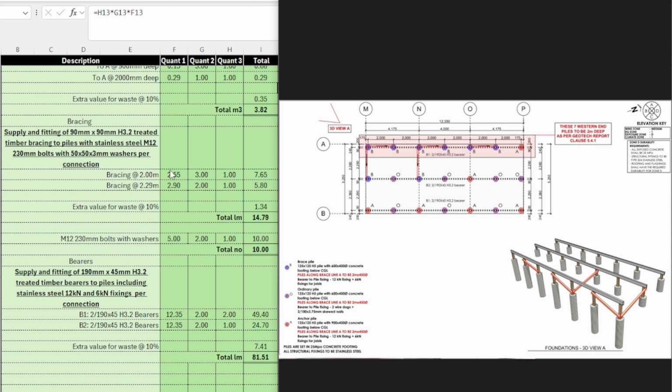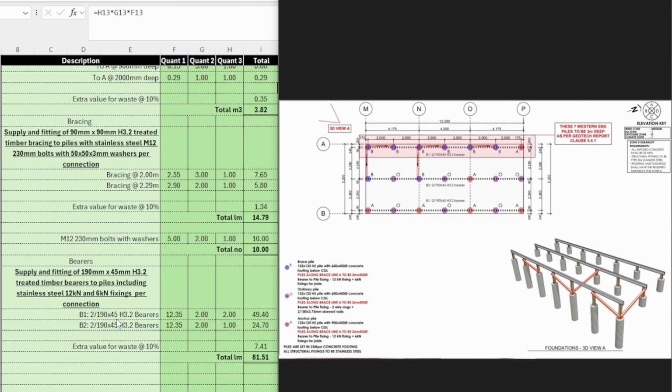So we just apply these to our spreadsheet. So we're supplying and fitting of 190 by 45 mm H 3.2 treated timber bearers to piles, including stainless steel 12 kilonewton and 6 kilonewton fixings per connection. So the 12 kilonewton fixing will be a stainless steel plate, and half of it will be fixed to the pile and the other half will be fixed to the bearer at each end. And there'll be a number of screws that are fixed into there. And the 6 kilonewton one comes in the form of skewed nails or wire dogs. So wire dogs are just a bent nail which one end goes into the pile and the other end goes into the bearer.